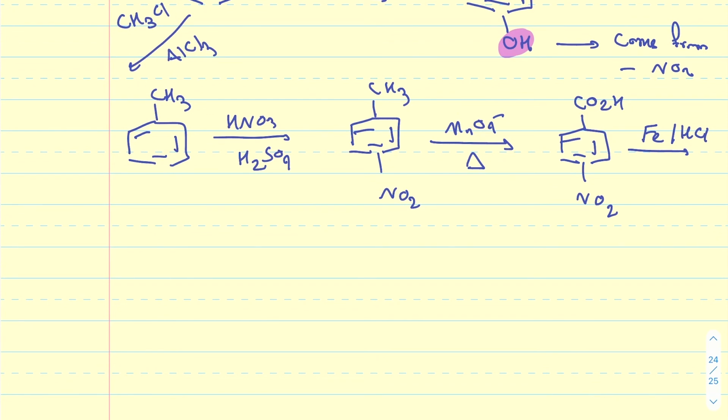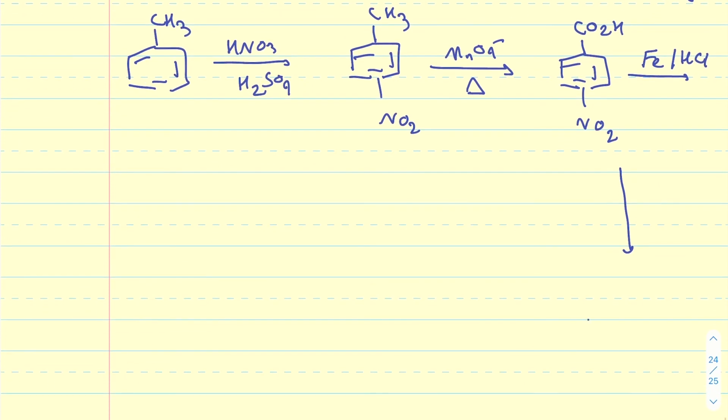Now the reason why I held off and reduced the NO2 only at this point is because I don't want to react my free NH2 with MnO4, because MnO4 can potentially oxidize the NH2 and mess things up there. So that's why I held off. So I have the CO2H here and the NH2 here, and all I have to do now is to create a diazonium.